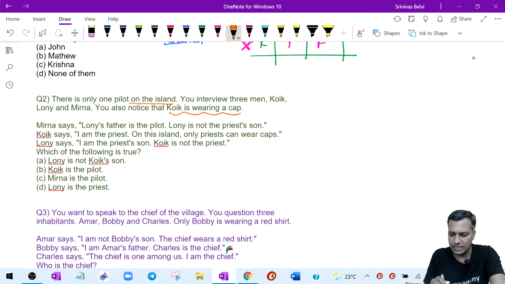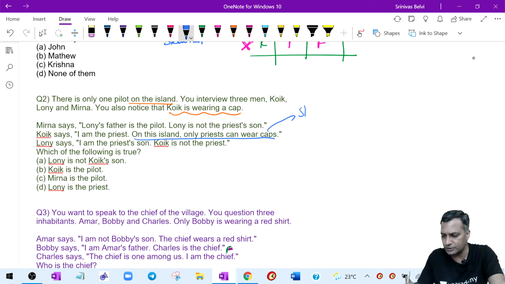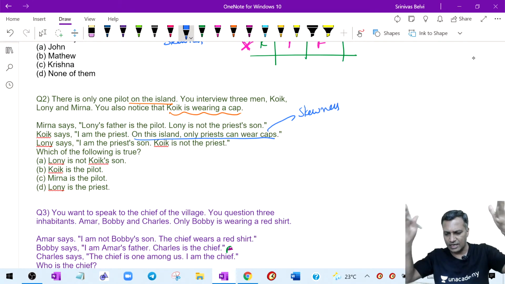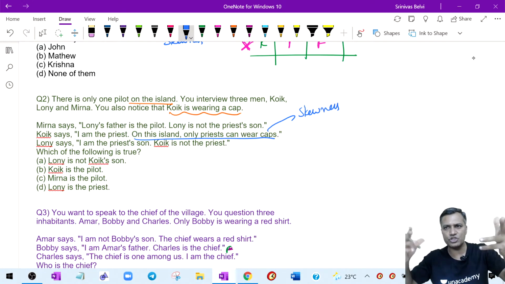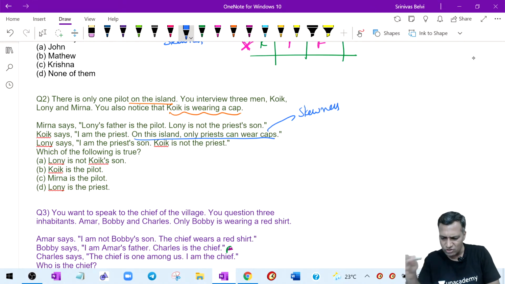So all of this looks pretty consistent. Somebody's father, priest, son. But there is an exception: on this island only priests can wear caps. Now this looks like it has a bit of skewness. The rest of them are about priest, son, pilot, but this is talking about a cap. He's saying that on this island, only priests can wear caps.